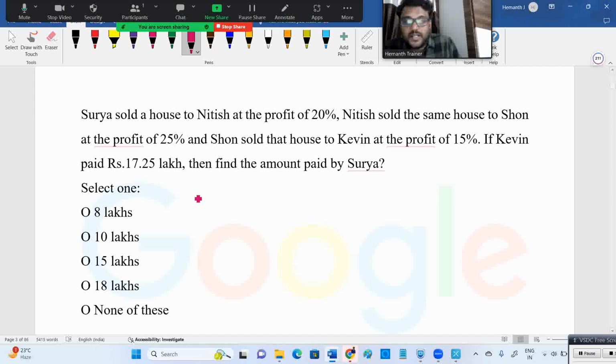Next question is related to profit and loss or percentage, we can say. Surya sold a house to Nitish at a profit of 20%.